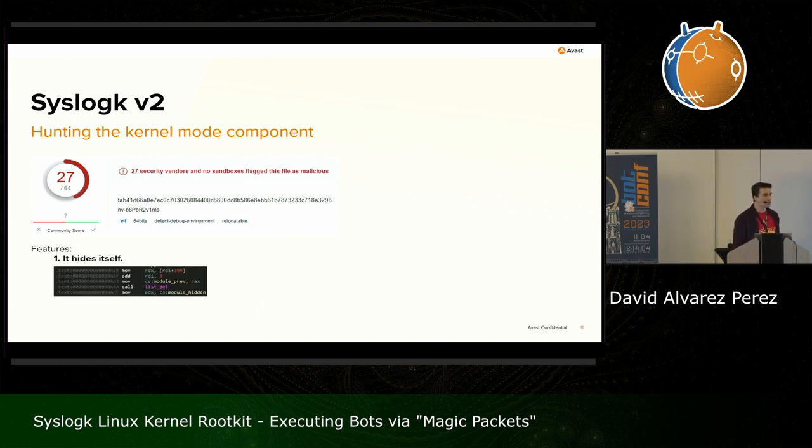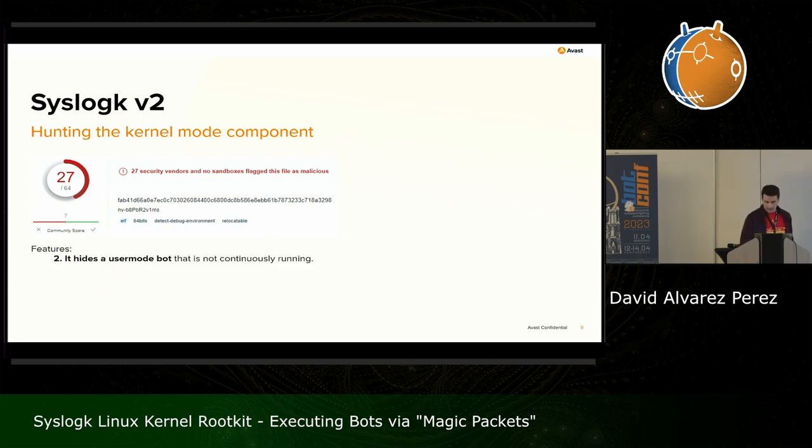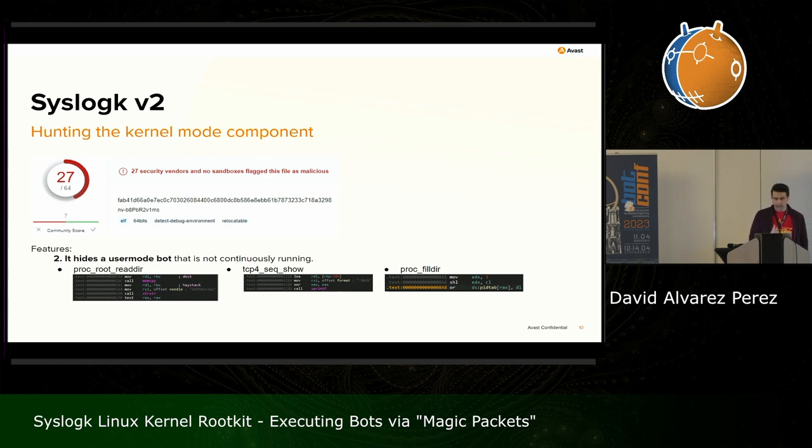The features of the kernel rootkit are the following. It allows to hide itself by removing itself from the list of modules in the system. And it hides the user mode bot that is not continuously running. It is run via a magic packet sent by the attacker. So the rootkit hooks the readdir function. I mean, it replaces the pointer in the virtual file system for the readdir operation, such that if you take a look at the IDA disassembly, you can see the substring that, in case it matches with the directory, is hidden.